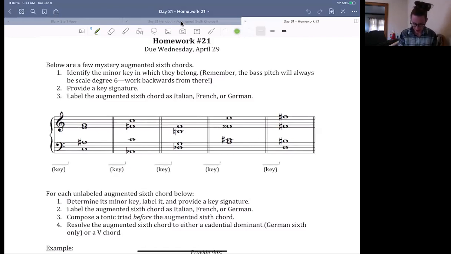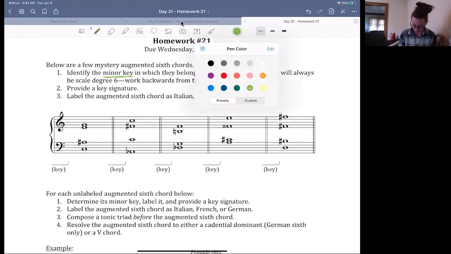So the first thing I ask you to do is identify the key. These are all in minor keys. So you're going to identify the minor key for this particular augmented 6 chord. These are mystery chords. You don't know if they're Italian, French, or German. You have to figure that out, but your first step is to figure out what darn key you're in. Augmented sixth chords. Who's in the bass? What scale degree? Scale degree 6. So take your bass pitch, turn that into 6, and then just find 1 from there, right? Easy peasy.